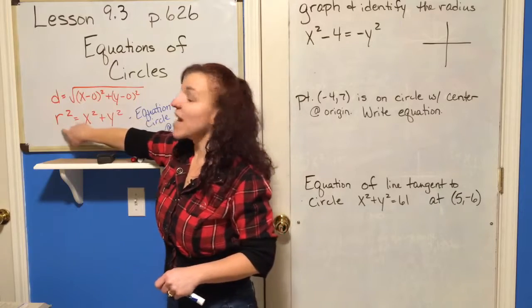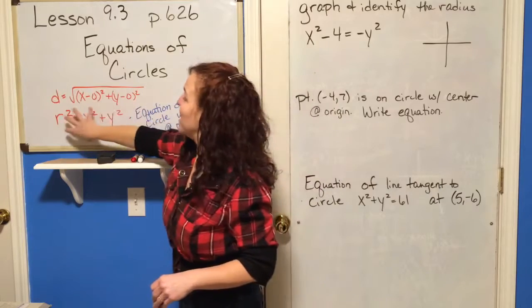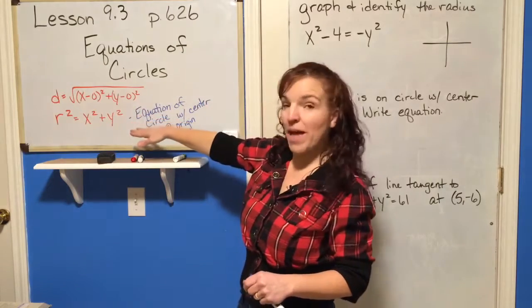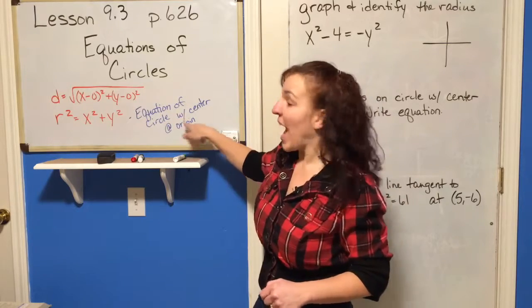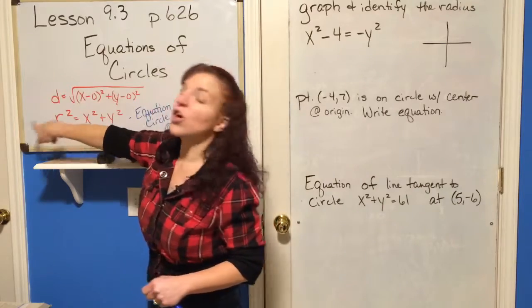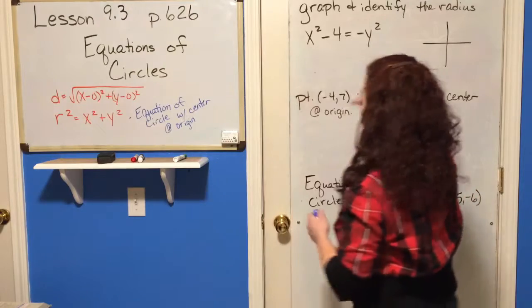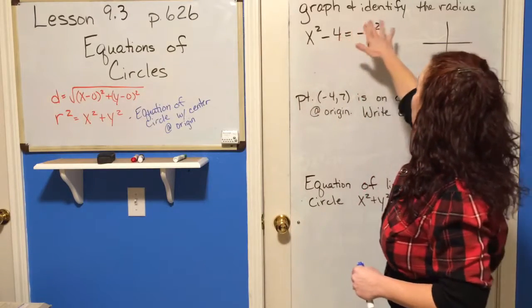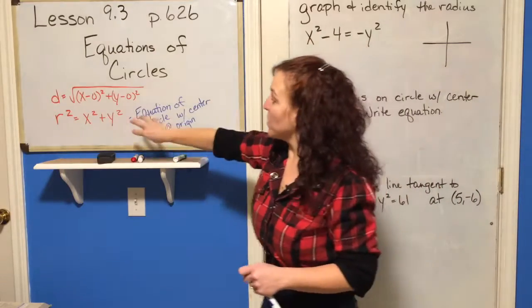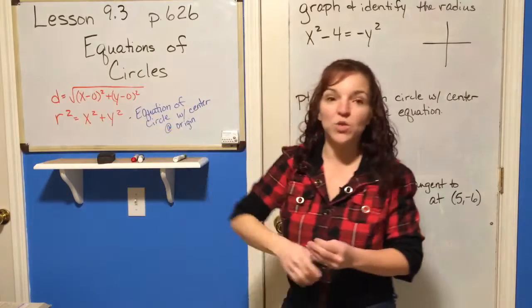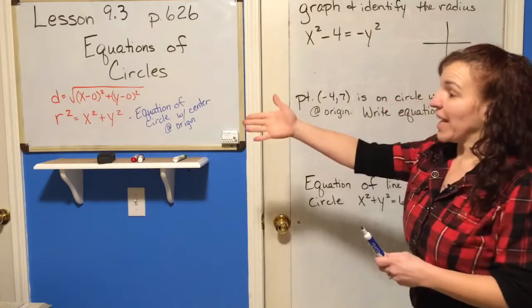The reason I have r here is because once we've gotten this equation down to this format, we have just described the equation of a circle with the center at the origin. And if that's the case, then r is your radius. So it's the distance to the edge of the circle. So if we are going to graph and identify the radius of equations, what we need to do is simply put it into this format: x squared plus y squared equals radius squared. And once we get into that format, the r is your radius.